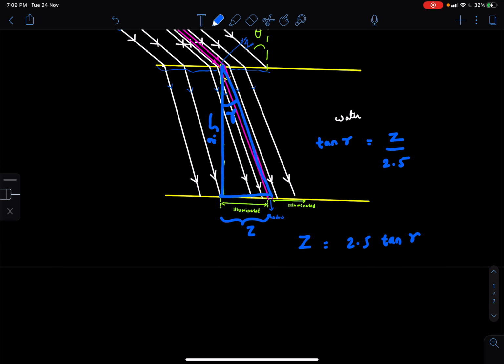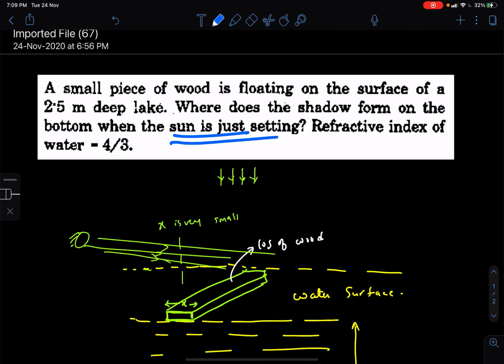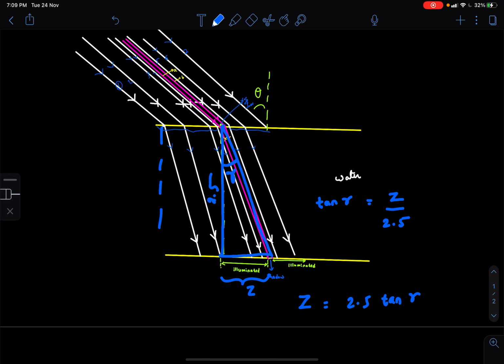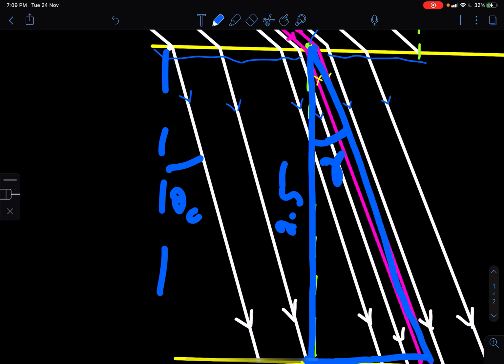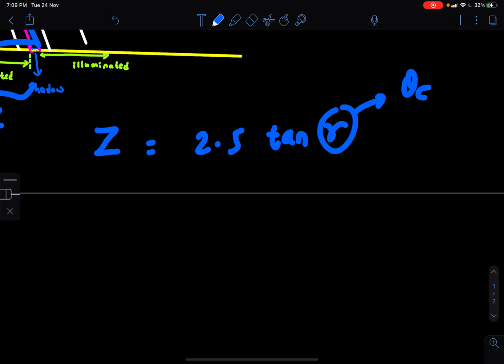Now which value of r should we consider? In the question it is asked that the time is the setting of the sun, and the setting of the sun means the angle of incidence is close to 90 degrees approximately. If the angle of incidence is close to 90 degrees, then the angle of refraction is almost the critical angle only, isn't it? And so this r is actually the critical angle, and we need tan of the critical angle.